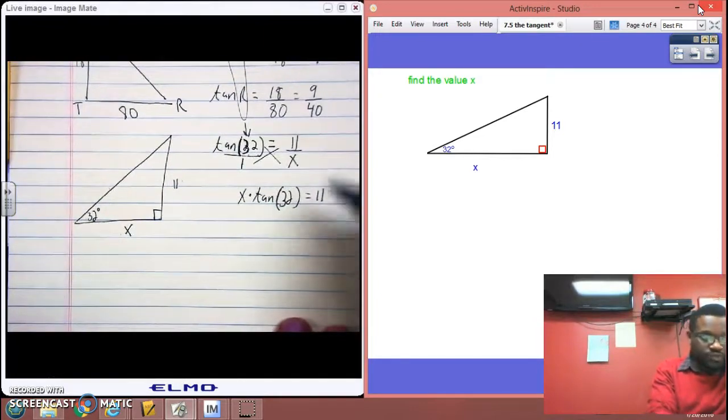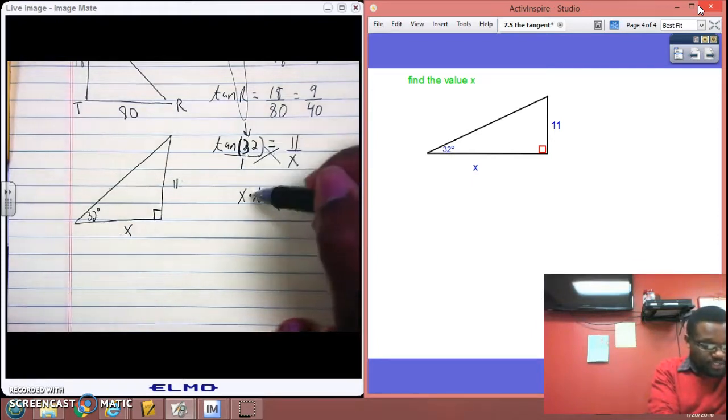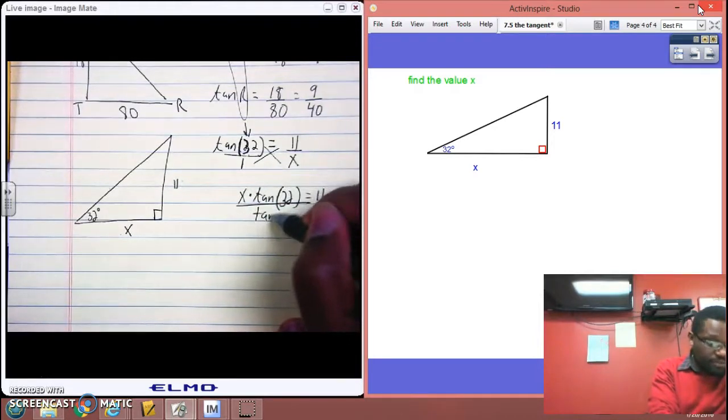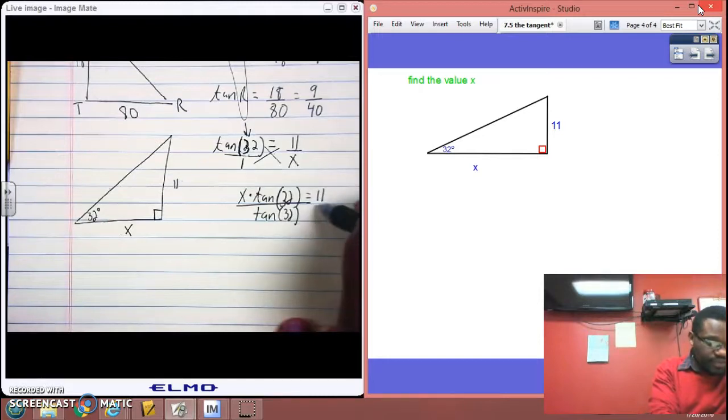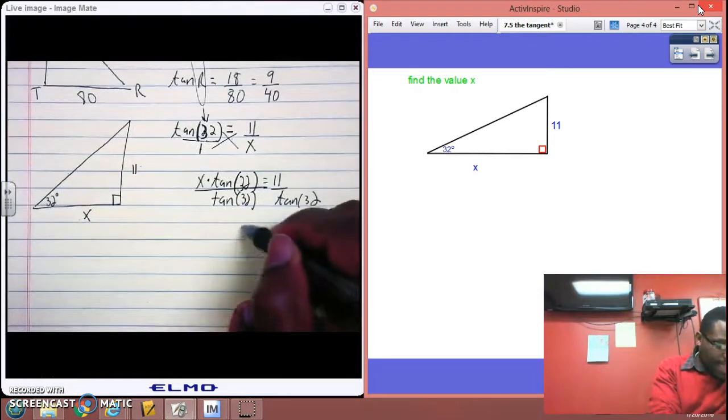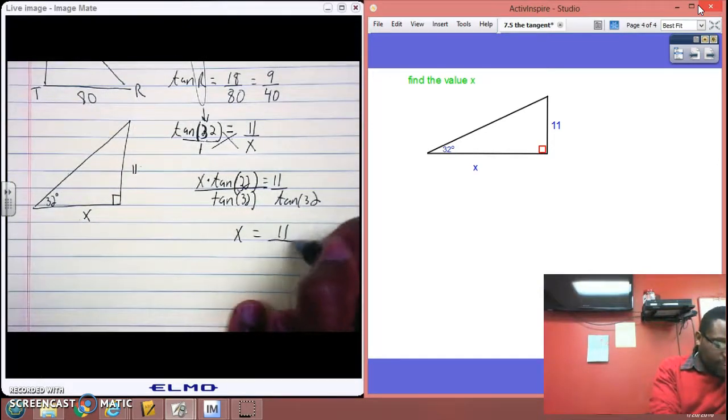Okay, so what did you do, Mr. Freeman? Oh, thanks for asking. I cross multiply this times this, and it just equals that, and 1 times 11. In order to solve for x, I have to divide by that. Why? So you can get that by itself. And so I'm left with x equaling 11 over the tangent of 32.